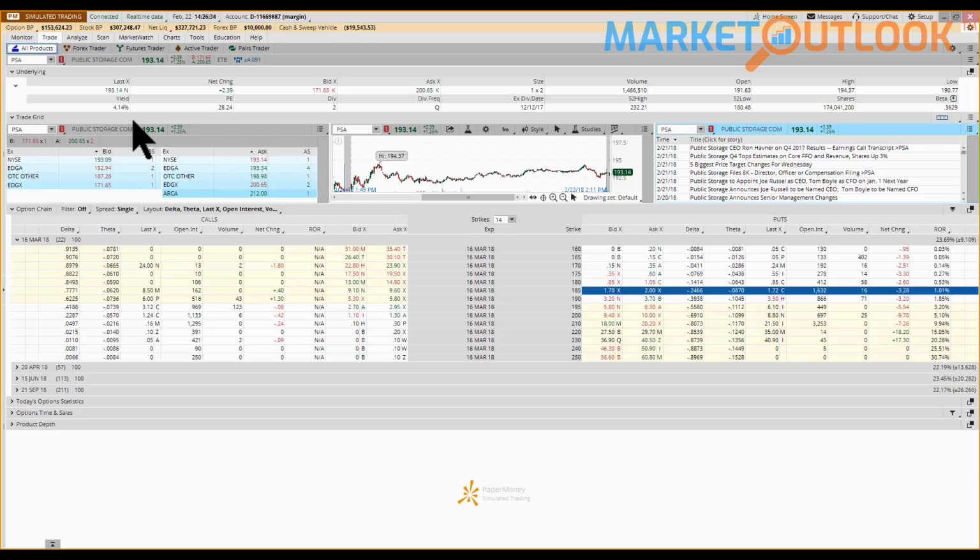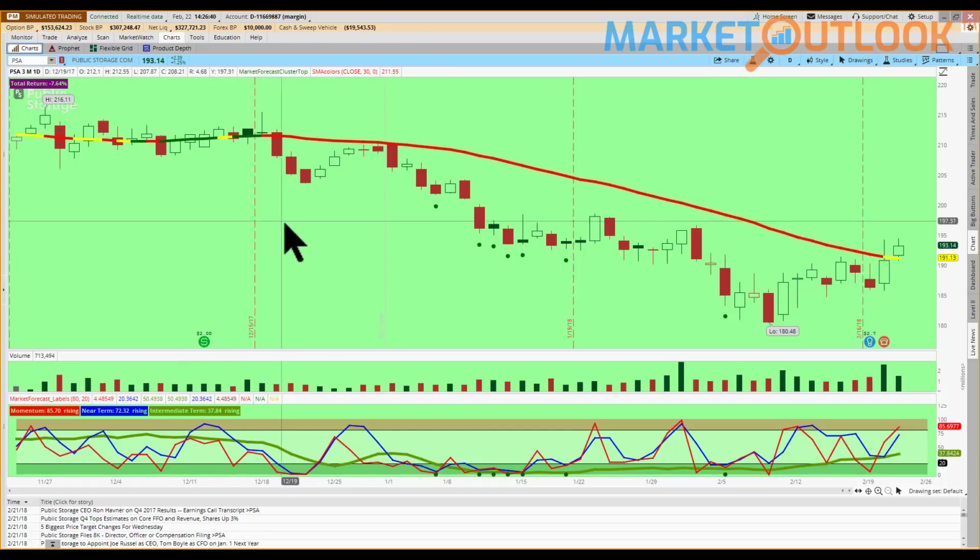So is that an opportunity? Possibly. Could it be a trap? Of course, that's always a possibility as well. But one thing that we do know is that as we look at this market forecast chart right here, this is a 3-month daily candle chart that we're looking at right now using the market forecast tool.